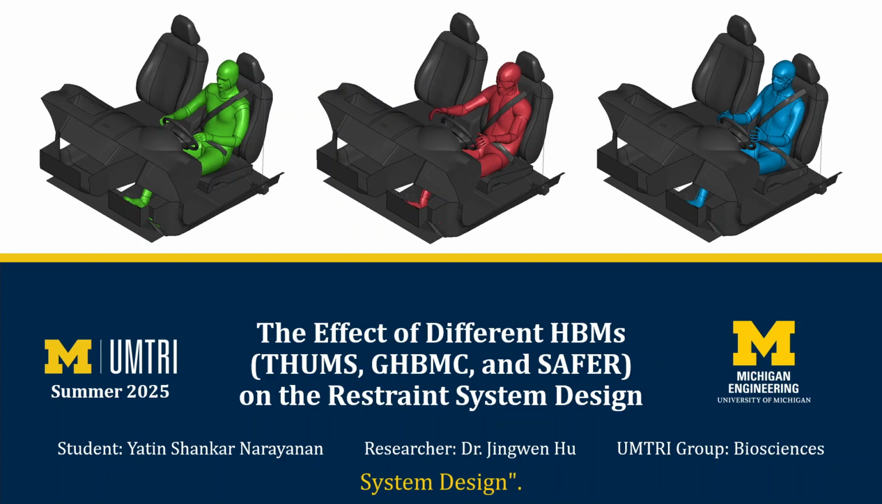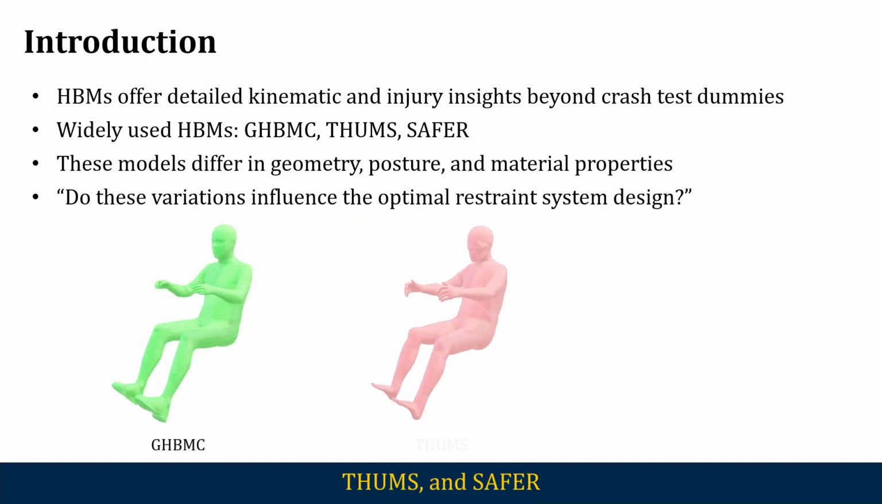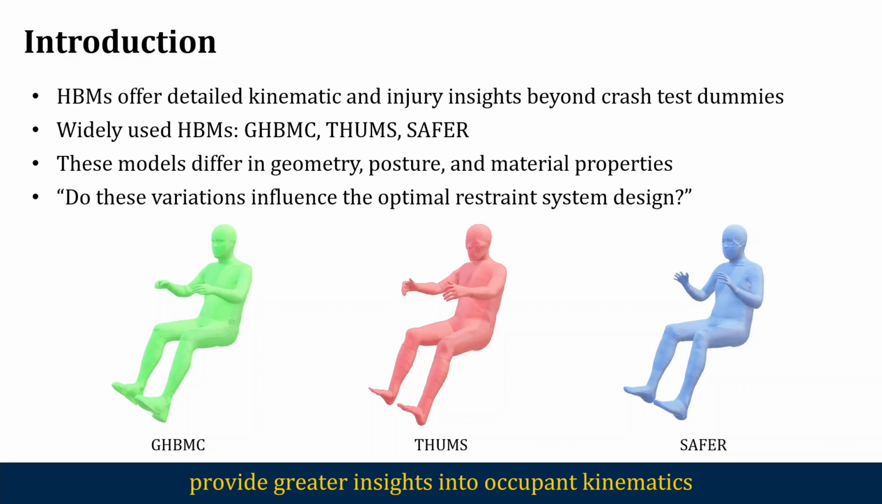on Restraint System Design. Human body models like GHBMC, THUMS, and SAFER provide greater insights into occupant kinematics and injury risks than what crash test dummies can. However, these models have underlying differences in their geometry, posture, and materials. So the question arises, do these differences impact the optimal restraint system design?